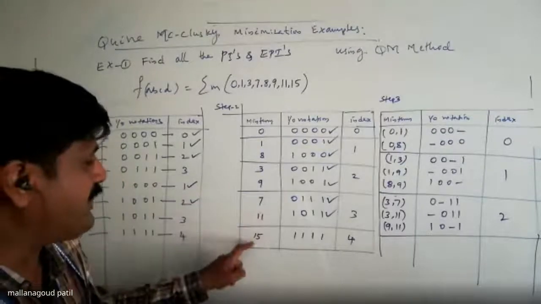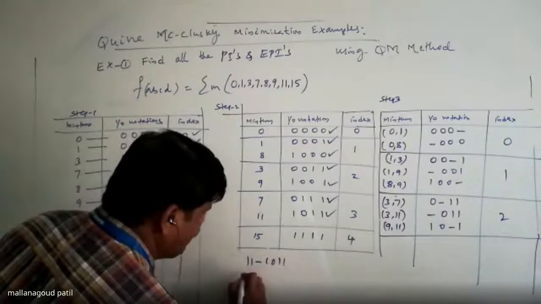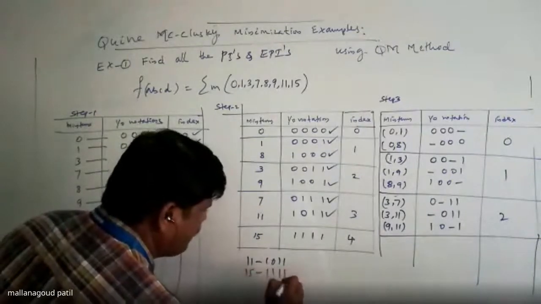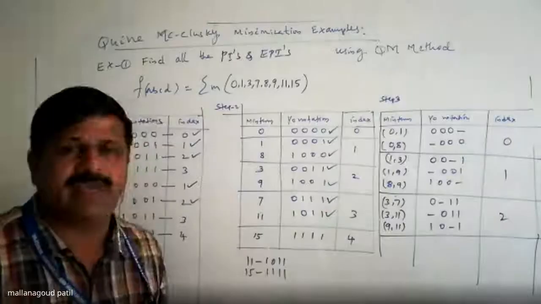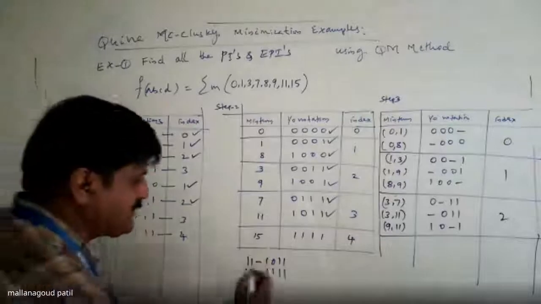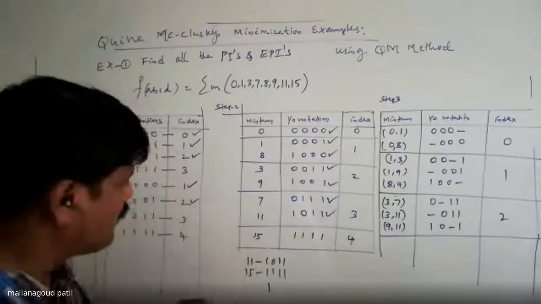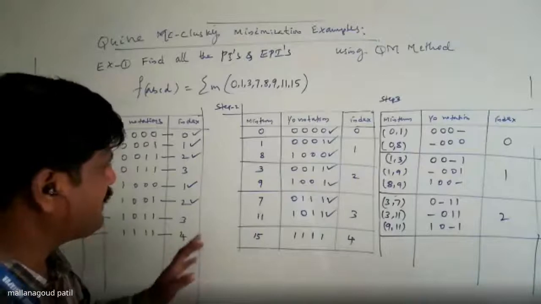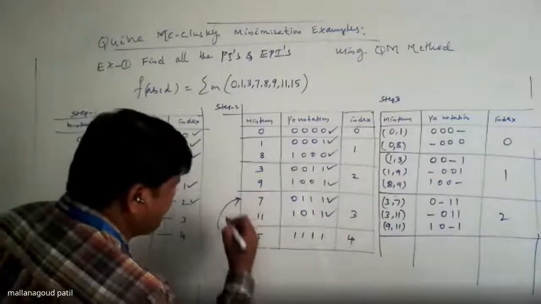Then 11, 15. 11 representation will be 1, 0, 1, 1. 15 representation will be all 1. These two are logical adjacent because only second bit is varied. First bit, third bit, and fourth bit will be same. Sorry, 7 and 15, yes. 7 and 15 you have to take.